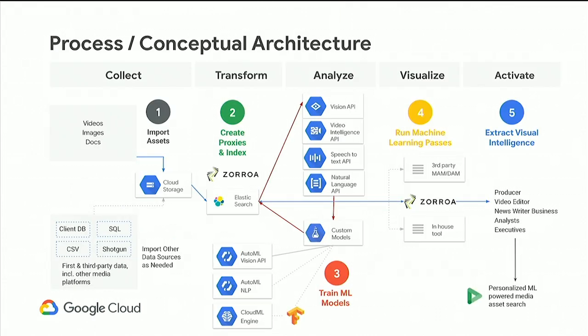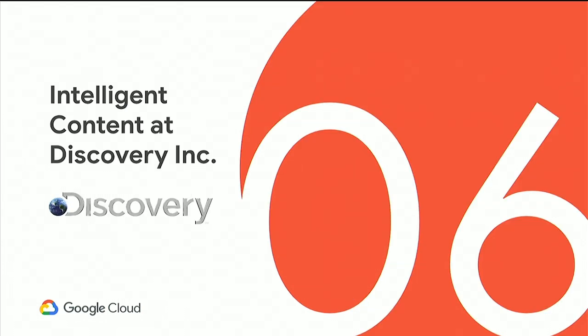So here's the architecture you just saw. In this case, we're using Zeroa as the front end, but we have a number of different partners. We've seen people build some similar solutions themselves. And this is the order: importing the assets, creating the proxies and indexing, training models, running the models, and then ultimately you get a very intelligent archive that you can use to find content and build into your production workflow. There's quite a lot you can do with this.